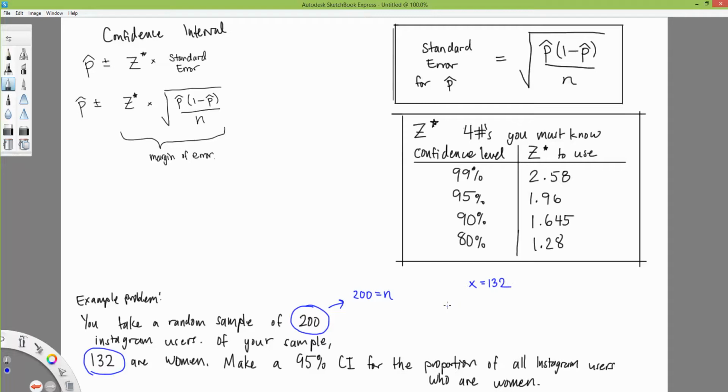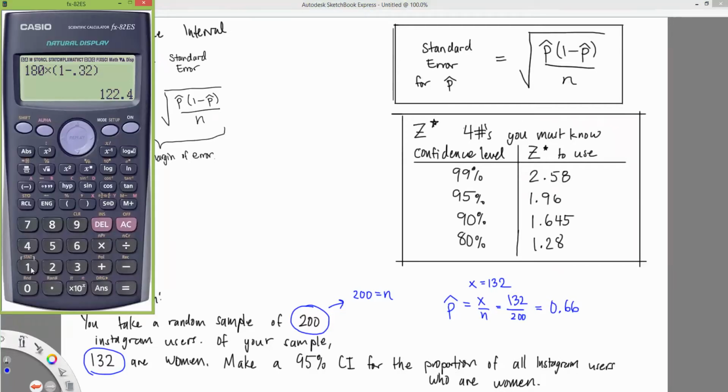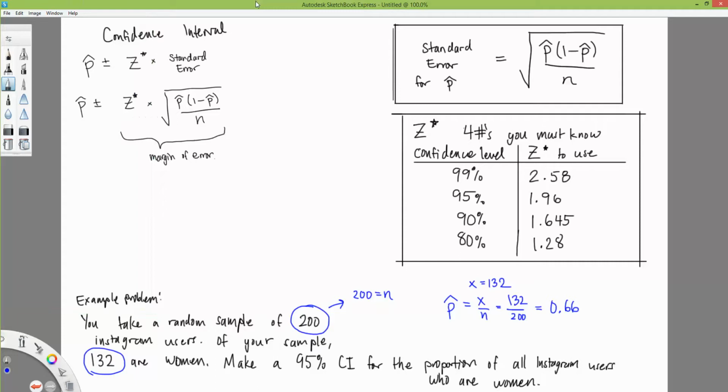And that means p hat, my sample proportion, is going to be x over n, or 132 divided by 200. And if I do 132 divided by 200, I get 0.66. Okay? If you don't believe me, I'll do that right here. 132 divided by 200, 0.66. Okay? So my p hat is 0.66. So I'm going to put that up here.